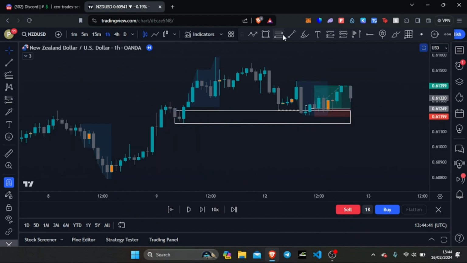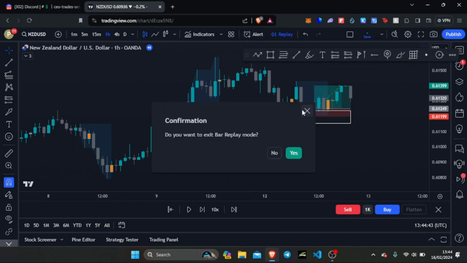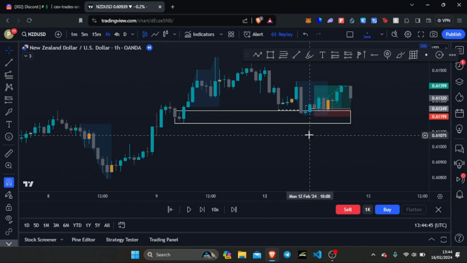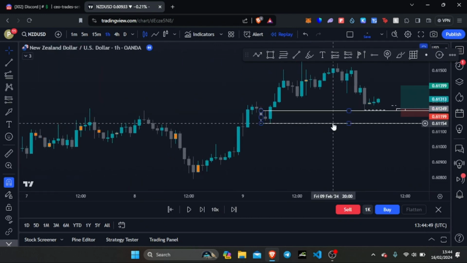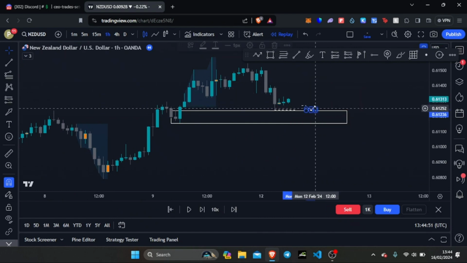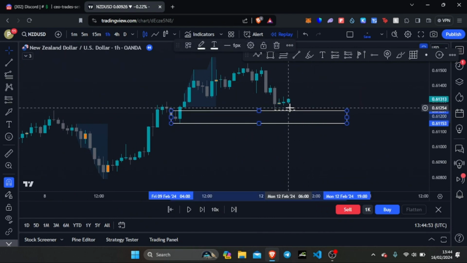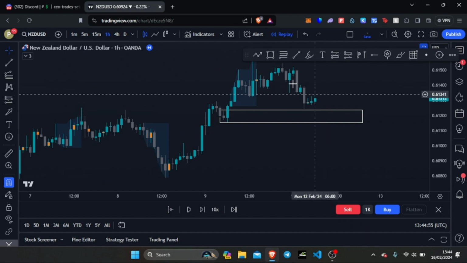So what I'll do is quickly replay price so that we can get rid of all of these drawings, and that way we can look at price together. Let me remove this and also all of this. Right, so what is an order block?